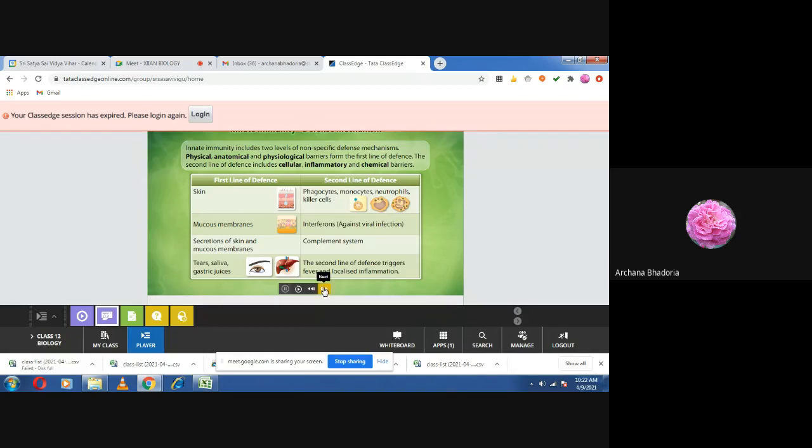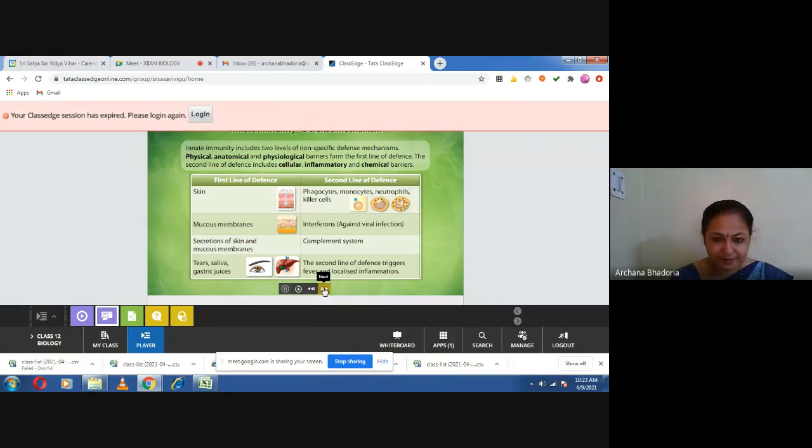Then you find the mucous membrane. Where is the mucous membrane present? In your nostrils, the lining of the respiratory tract, then the gastrointestinal and urinogenital tract. They all have the mucous membrane lining, that is, the epithelium is coated with mucus. So when the mucus is coated, children, what happens? If pathogens enter, they get trapped there itself and are prevented from entering inside.